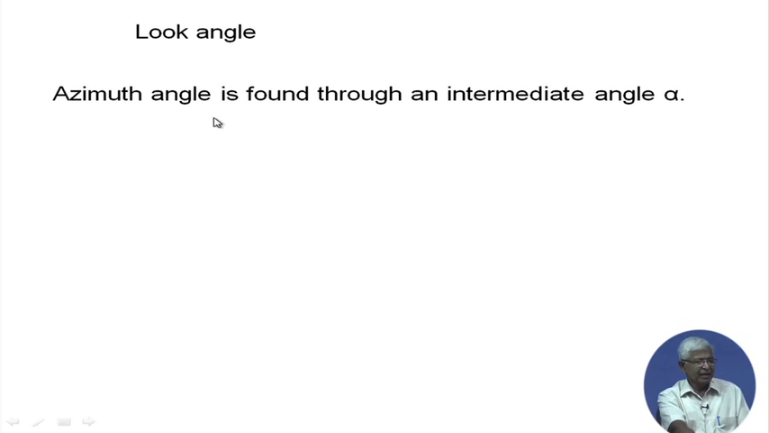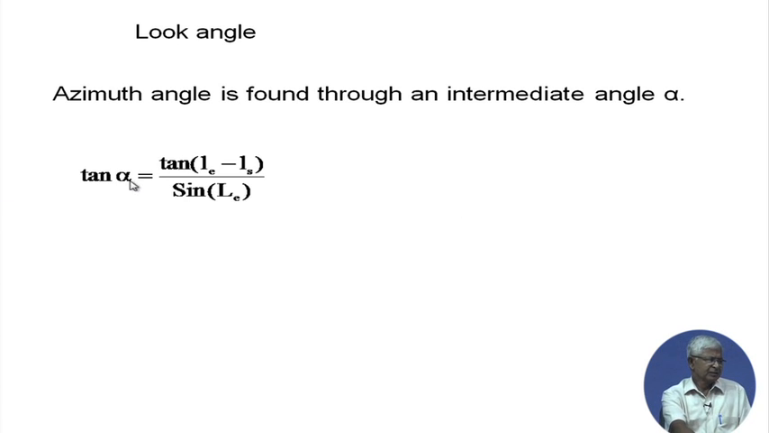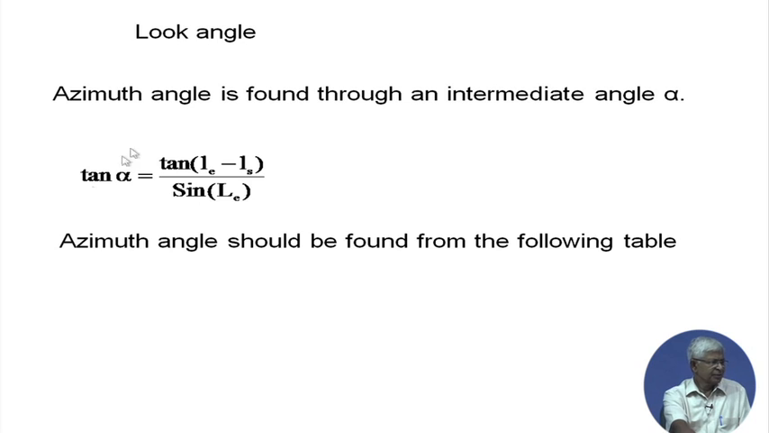Understand this. Now, azimuth angle is a much more complex calculation, so we will show you the results. An intermediate angle called alpha, or A, is found first, in terms of latitude and longitude: tan alpha is tan of the difference of earth station and sub-satellite point longitude, divided by sine of the latitude of the earth station. Some books give different expressions for this, and derivations are there; all results are correct. I have taken this expression.